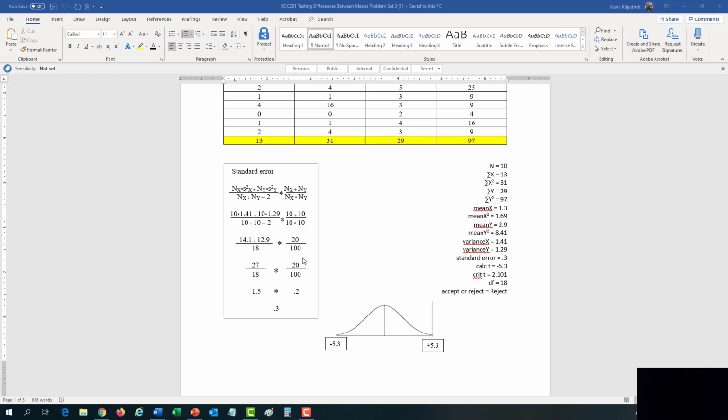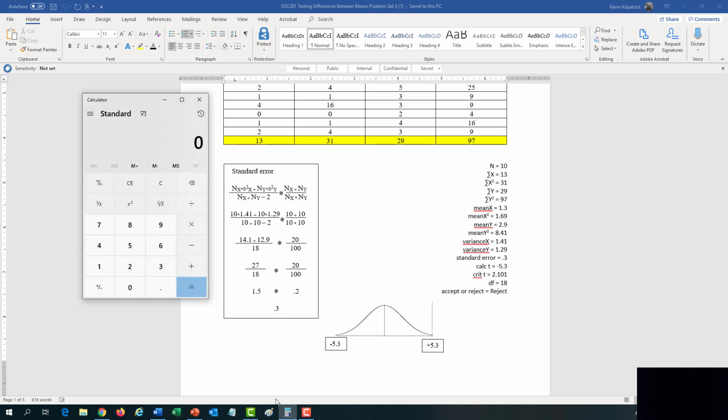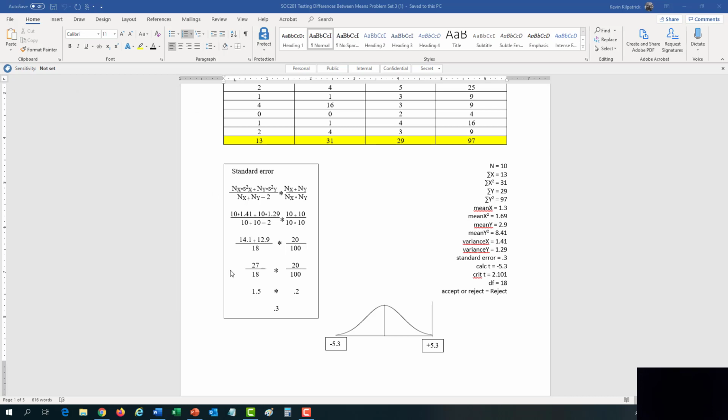And then we just carry this down as it is. 20 divided by 100. This comes out to 1.5, and this comes out to 0.2. And if we multiply those two together, we get 0.3. Let's see exactly what we get, right? 1.5 times 0.2. And yeah, we get exactly 0.3. So that's nice. We don't get all those billions of other numbers. Okay, so that's how we calculate standard error. And we have that here.